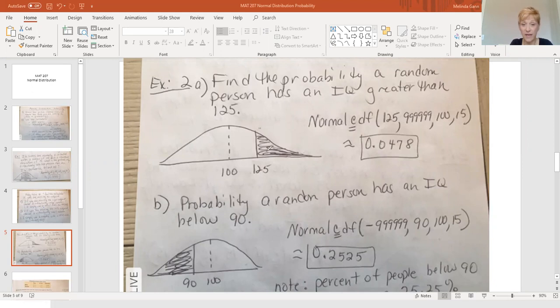Okay, but look at my shading. I've got a left endpoint, but I'm missing a right endpoint. So when I do normal CDF, I put my left endpoint of 125, then a ridiculously big number. I mean, nobody's got an IQ above like 900,000. So a ridiculously big number, and there's your mean, and there's your standard deviation. Hit enter, and I round it again to 4 decimal places. I'm finished.